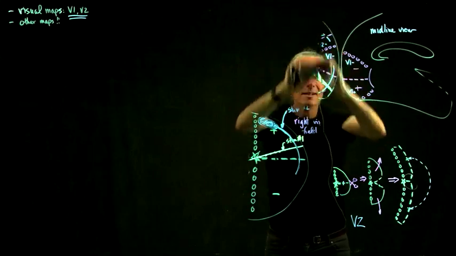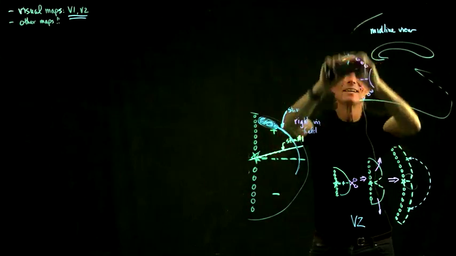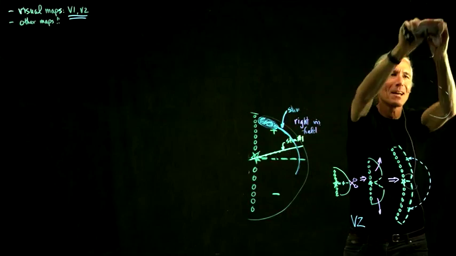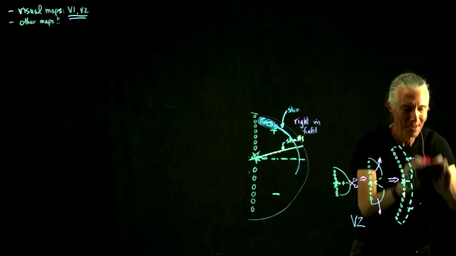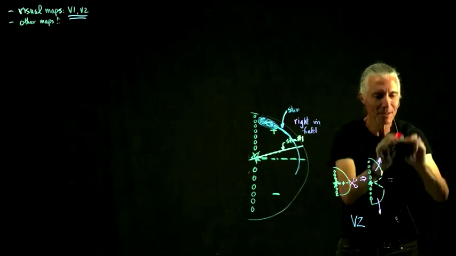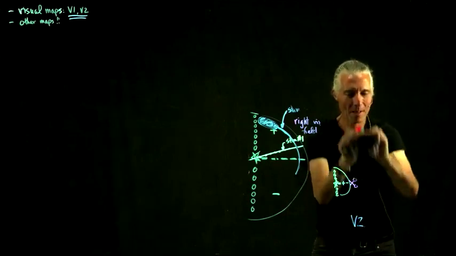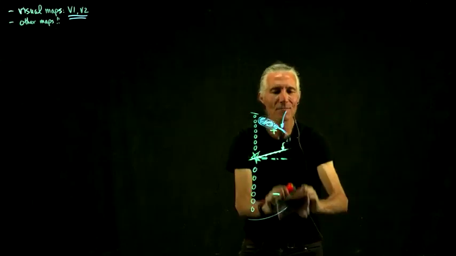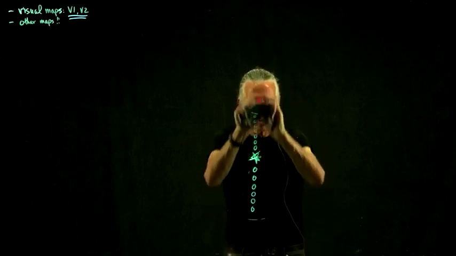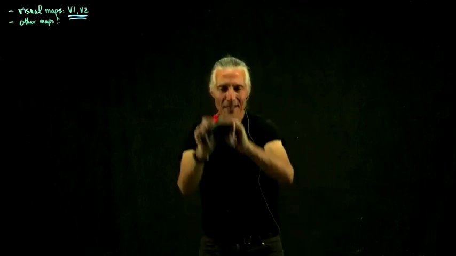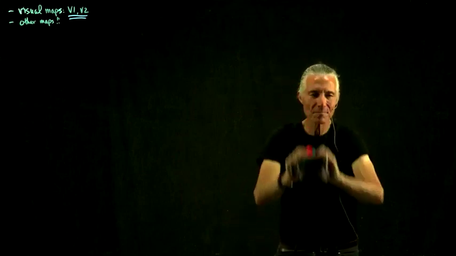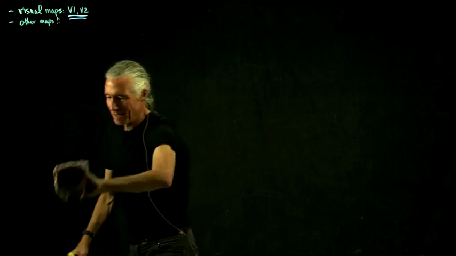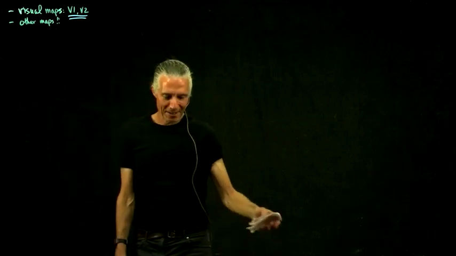Okay, so now, in the last 10 minutes, all the other areas. And there's a lot of them. The problem is, everybody agrees about V1 and V2. But as you go to higher areas, they're a little harder to find, and so there's more dispute. And so you end up with more names for the same area, unfortunately.